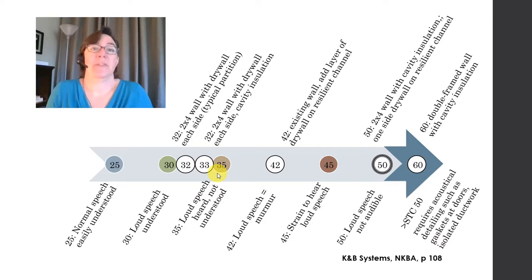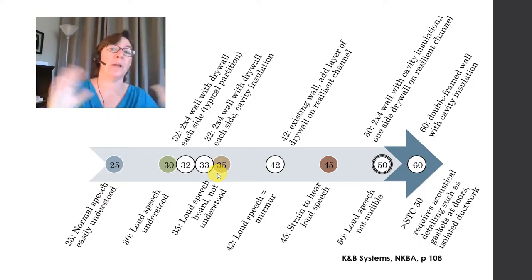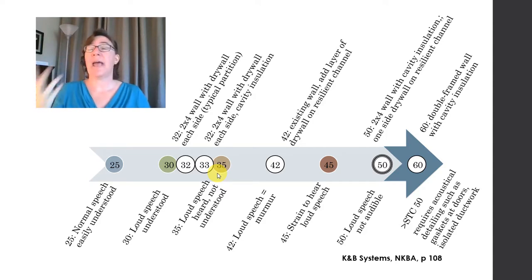So what's better than that? What can you do instead of just adding cavity insulation? Well, it turns out there's something called a resilient channel, and that's going to be kind of your gold standard for residential acoustic applications. Again, I'm not talking about those sound recording rooms. I'm talking about a loud media room next to a bedroom, for example. All right, this can happen all the time.